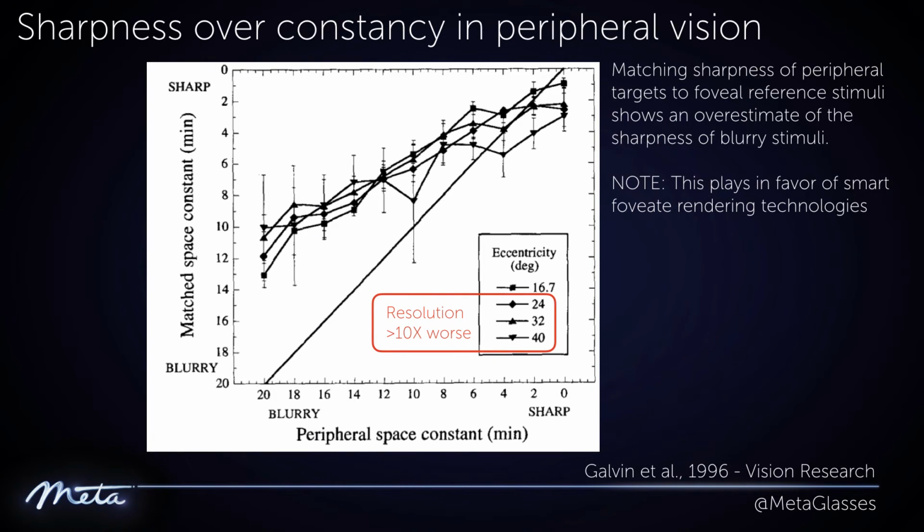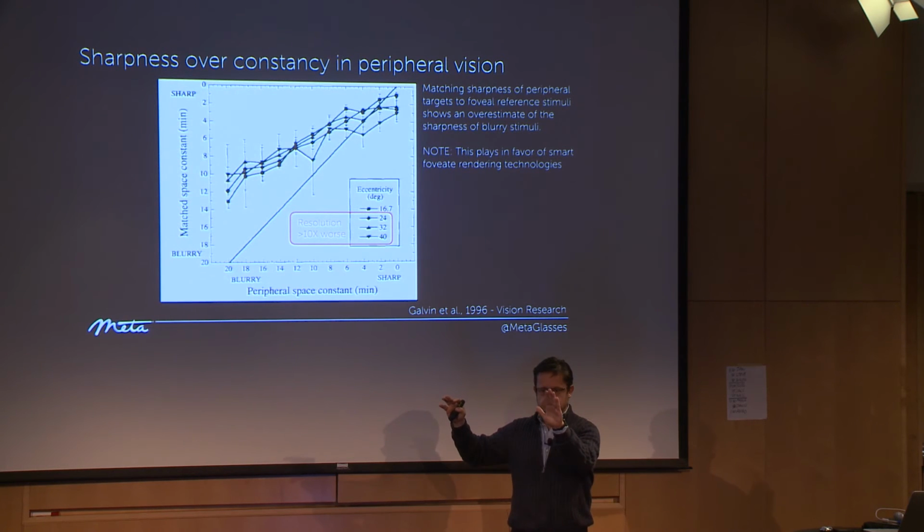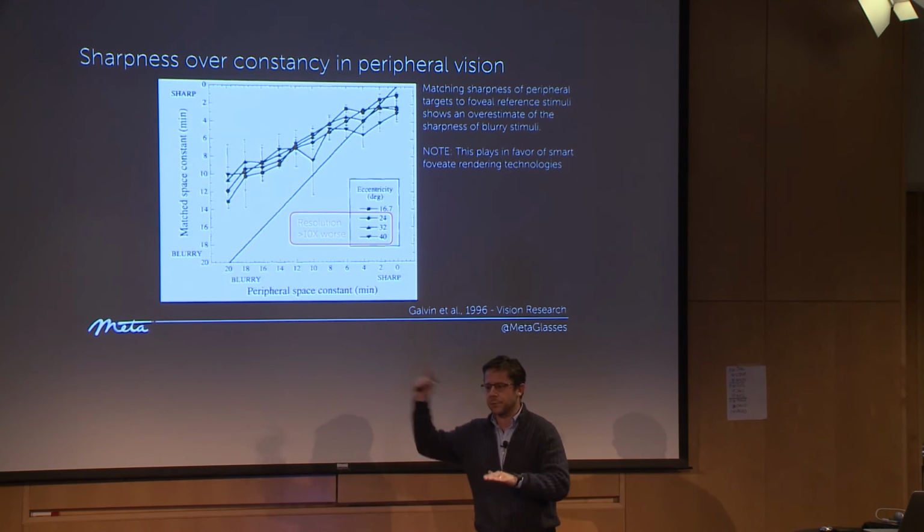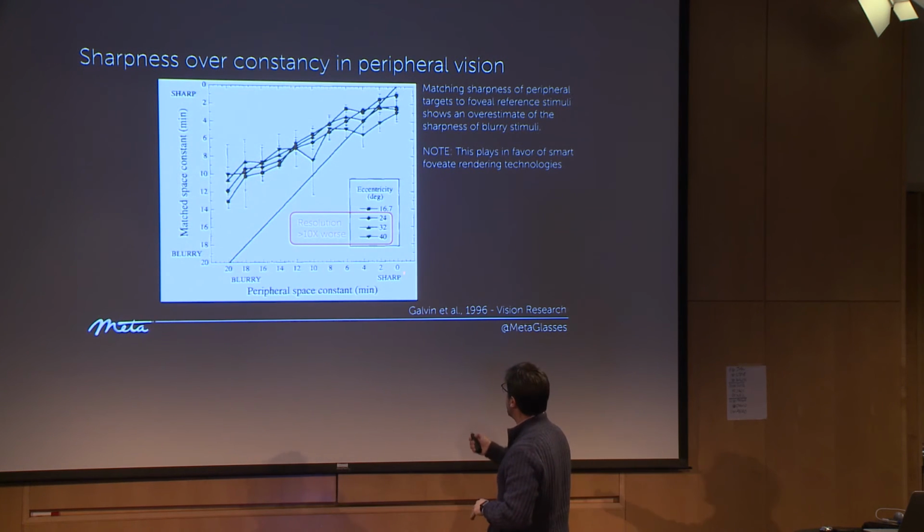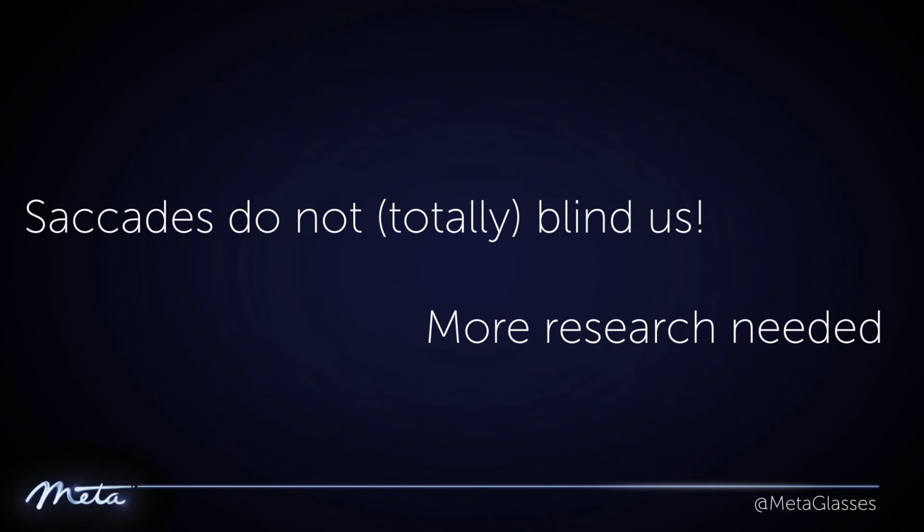Interesting, in favor of foveated rendering, is this phenomenon called sharpness overconstancy that happens in peripheral vision. If you have a blurred thing in the periphery, and you ask to match the level of blur, the sharpness, with the central target that you're foveating, you will overshoot the sharpness of your blurred peripheral target, no matter how far it goes. Those are different eccentricities, and at those eccentricities, the resolution in the periphery is more than 10 times worse than the fovea. This is in favor of foveated rendering displays, if you wish, because we think that what is blurred is actually sharper than it actually is, okay? So there's a lot of research needed in that as well.